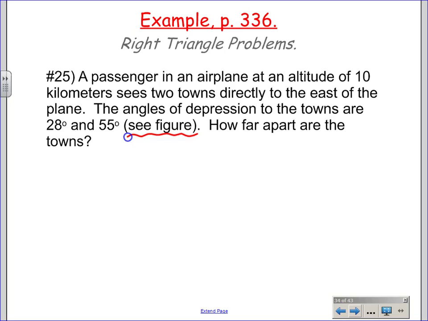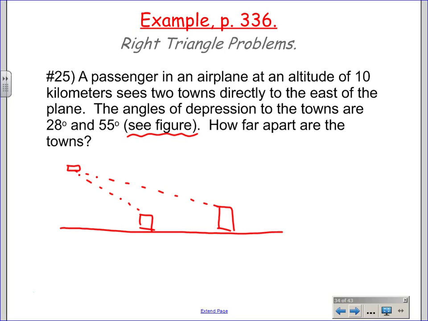So what if said figure has a very pretty picture of a plane, and then very pretty pictures of towns on the ground? We're assuming everything is flat because, frankly, anything else would be too complicated for you right now. See the town. See the town. What's the difference between angle of depression and angle of elevation? Sorry, I'm just labeling the 10 kilometers up.